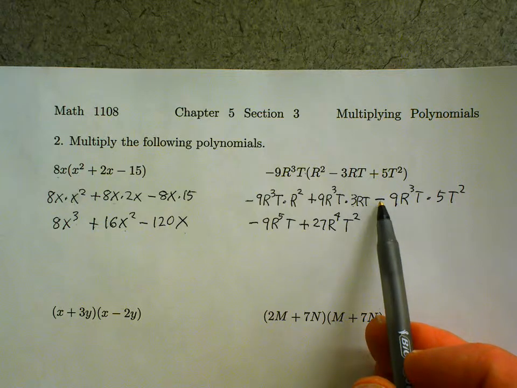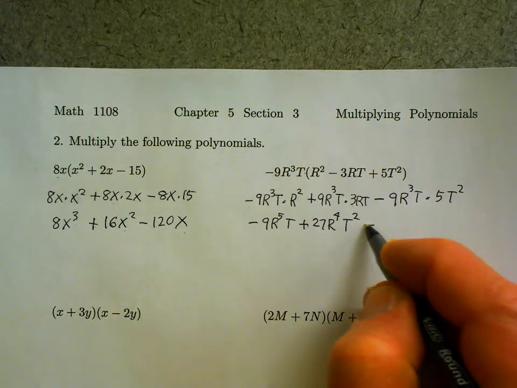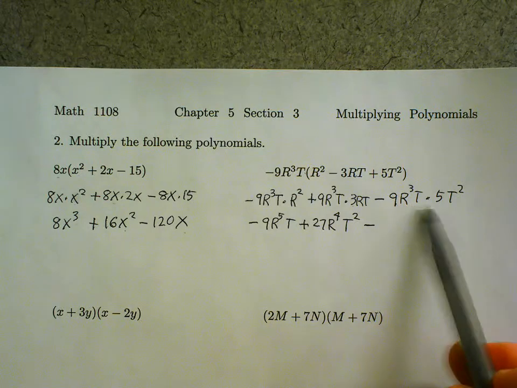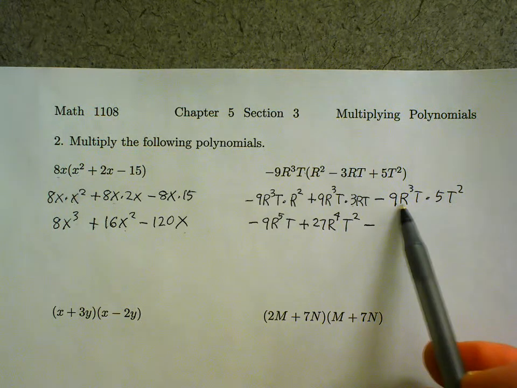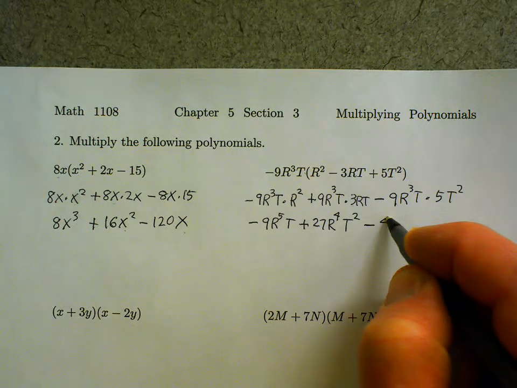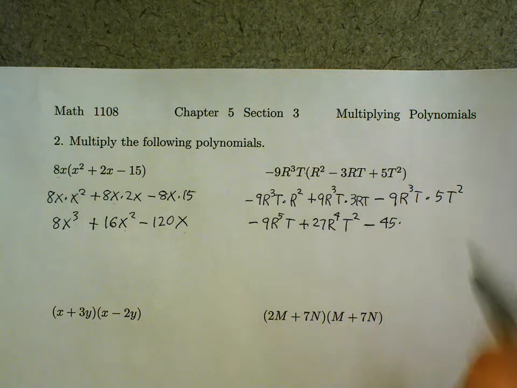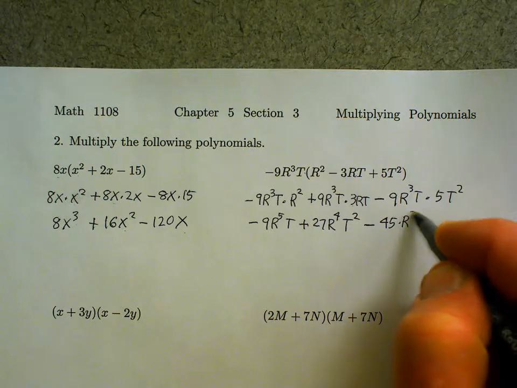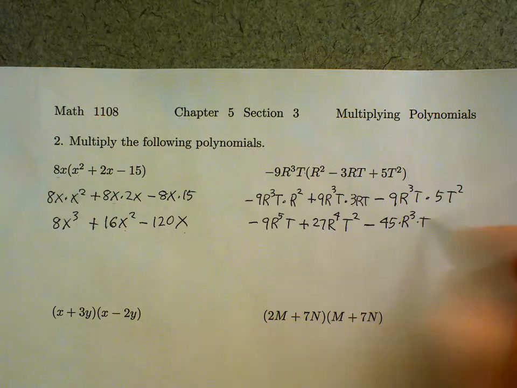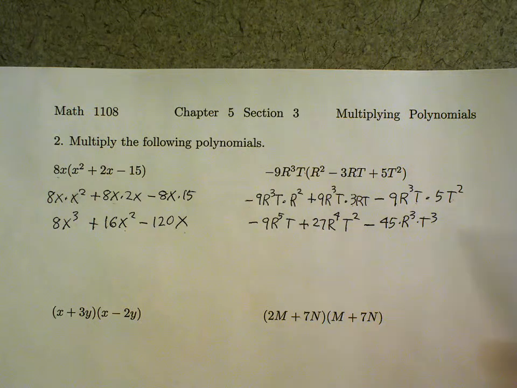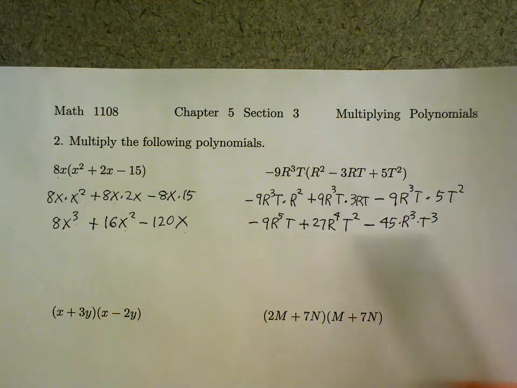And then finally, we're going to subtract 9r to the third t times 5t to the second. First multiply 9 times 5, which is 45. So minus 45 times r to the third times t to the third, because t times t to the second is t to the third. Hey, that's as far as we can go on this one.